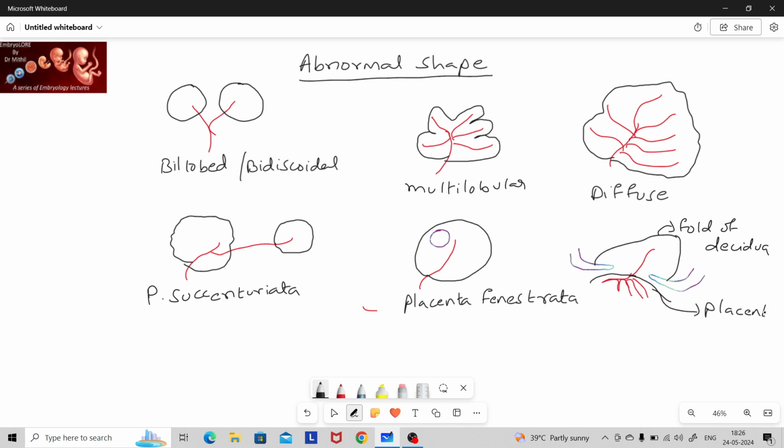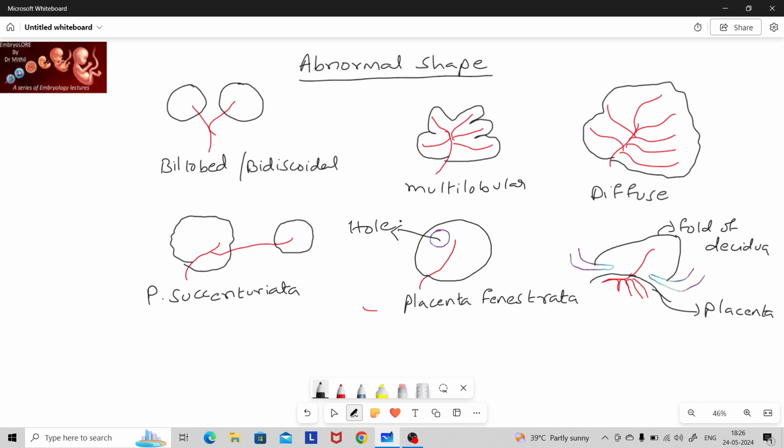So here this classification is according to the abnormal shape. So bilobed, multilobular, diffuse, placenta succenturata, placenta fenestrata. Here there is a hole, that is why it is called fenestration, so placenta fenestrata. And lastly circumvallate placenta. So this is about the anomalies due to the abnormal shape.